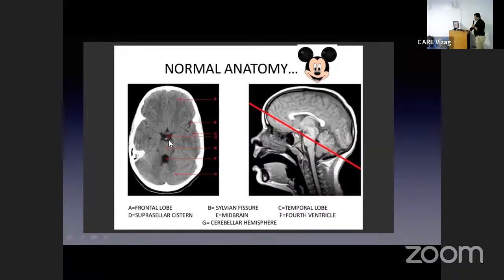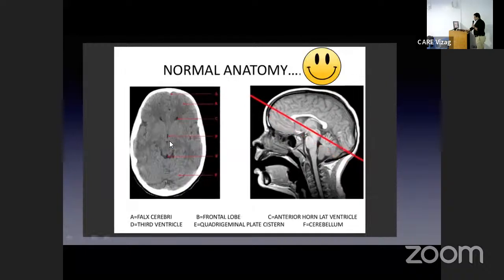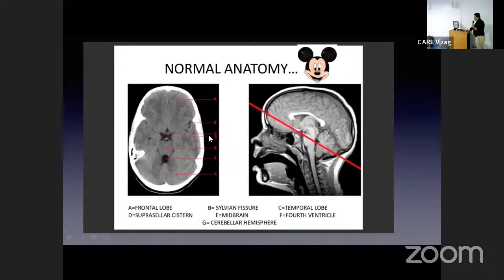This is the suprasellar system. The one which is anterior is the prepontine system or the perimedullary systems. This is again the basilar artery. Sorry, this is the basilar artery. And you see the commencement of the Sylvian fissures.